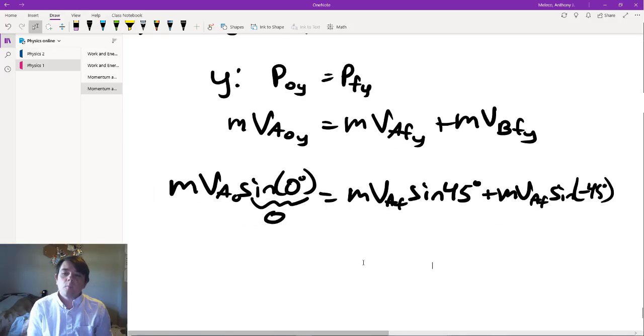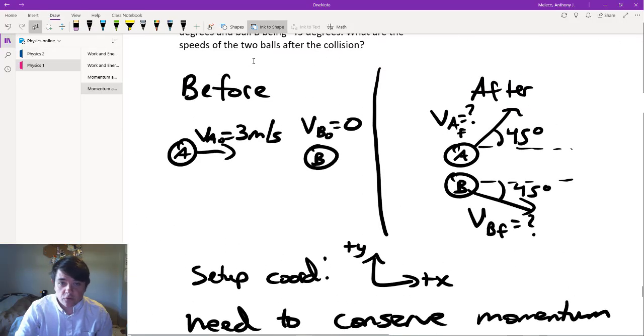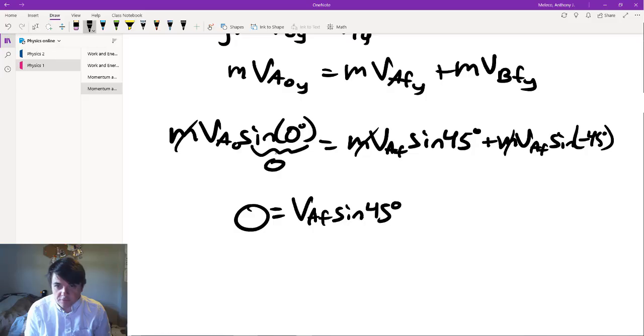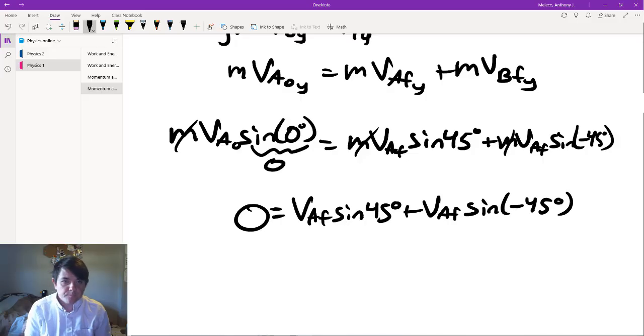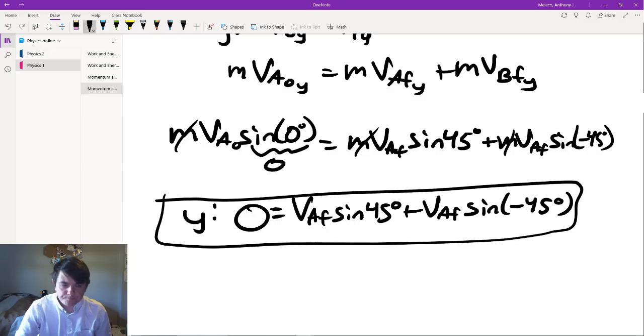Okay. Once again, the m's all cancel. More than that, this guy's just 0, because sine of 0 is 0. So we don't actually have any momentum in the y initially. And if you look at this, I mean, nothing's moving in the y. Makes sense? Here we have VA final sine 45 degrees plus VB final sine minus 45 degrees. This is our y. So these are our 2 equations so far.